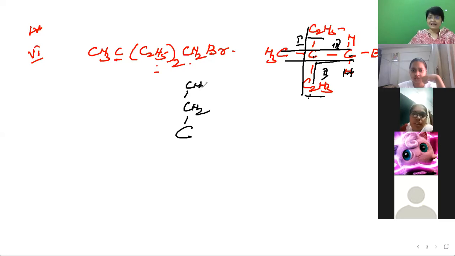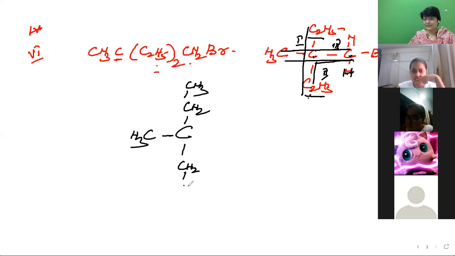I'll just show you one thing. I'll write it properly. Once you get C2H5, it deceives you, beta, C2H5. Why did I take this question? It's very simple when I'll expand it. People feel that okay, C2H5 is a branch.